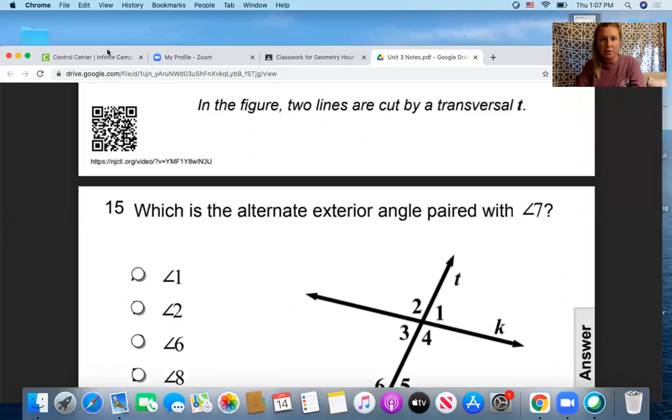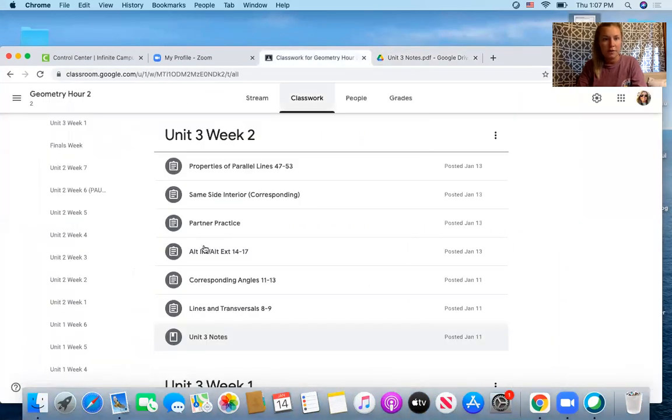So let me find Google Classroom and I'll show you where it is. Right here. So you are taking the alternate interior, alternate exterior knowledge check, and I think I can give you guys like 12 minutes should probably be fine. I'll call you guys back in at 12:20. So you're taking this one right here. So anybody have any questions about that? I'll call you back in at 12:20. All right.